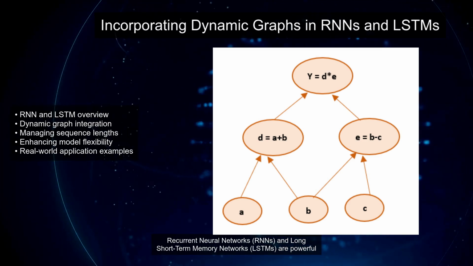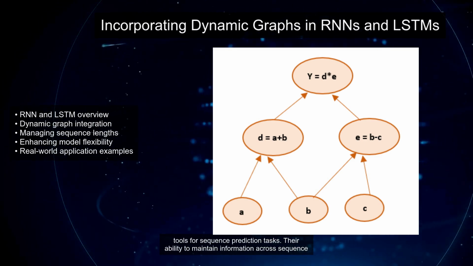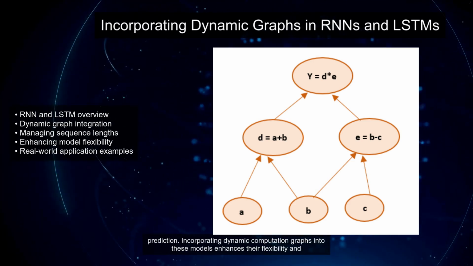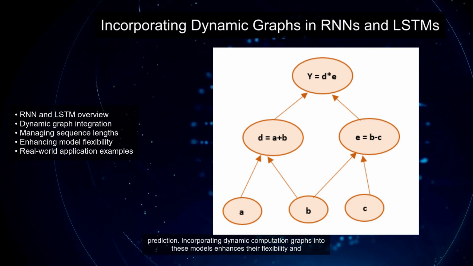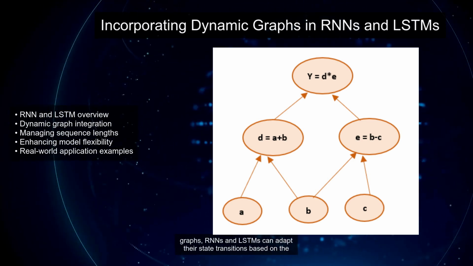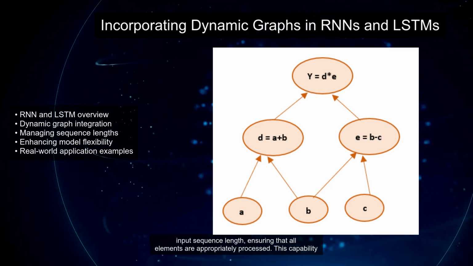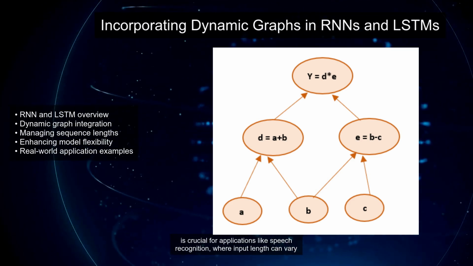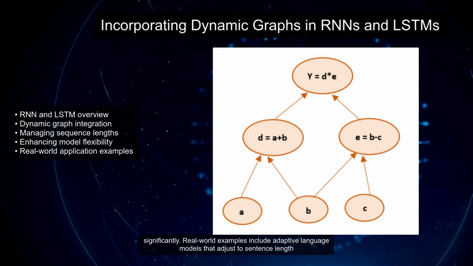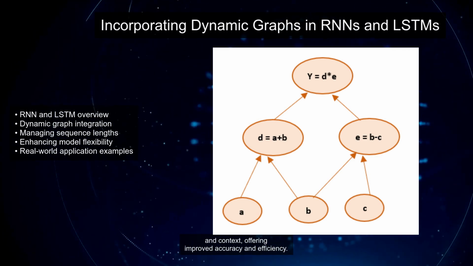Recurrent neural networks, RNNs, and long short-term memory networks, LSTMs, are powerful tools for sequence prediction tasks. Their ability to maintain information across sequence elements makes them ideal for tasks such as language modeling and time series prediction. Incorporating dynamic computation graphs into these models enhances their flexibility and performance, especially when dealing with sequences of varying lengths. By utilizing dynamic graphs, RNNs and LSTMs can adapt their state transitions based on the input sequence length, ensuring that all elements are appropriately processed. This capability is crucial for applications like speech recognition, where input length can vary significantly. Real-world examples include adaptive language models that adjust to sentence length and context, offering improved accuracy and efficiency.